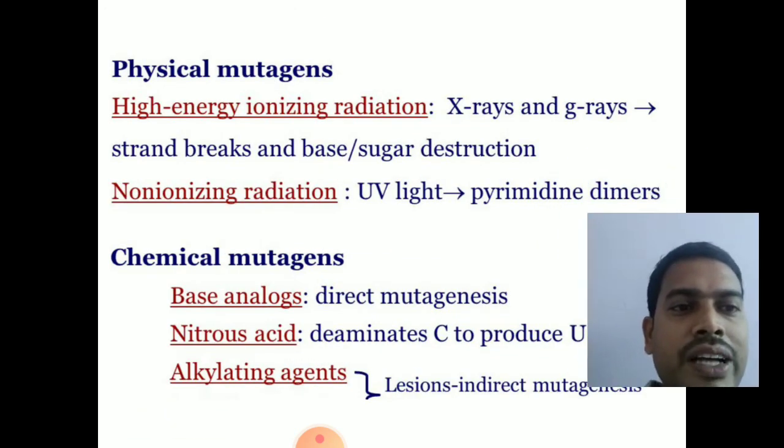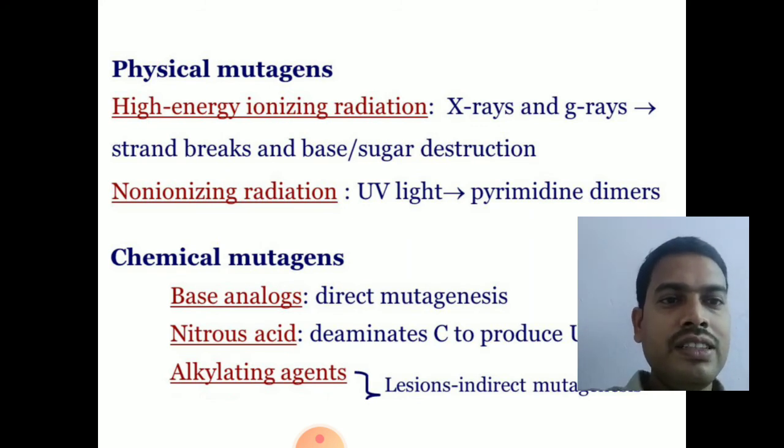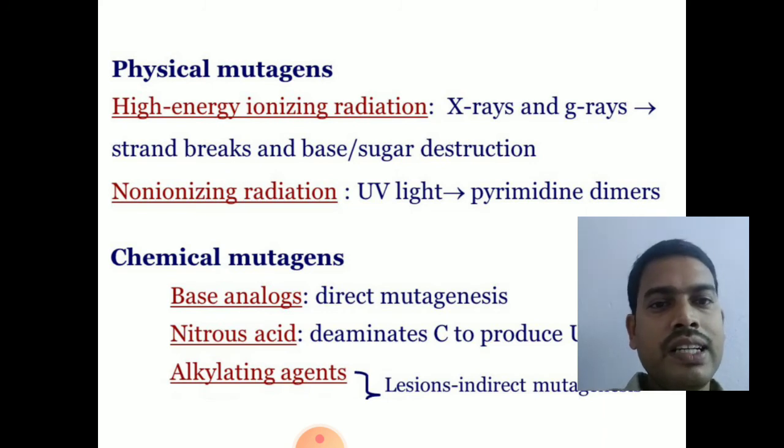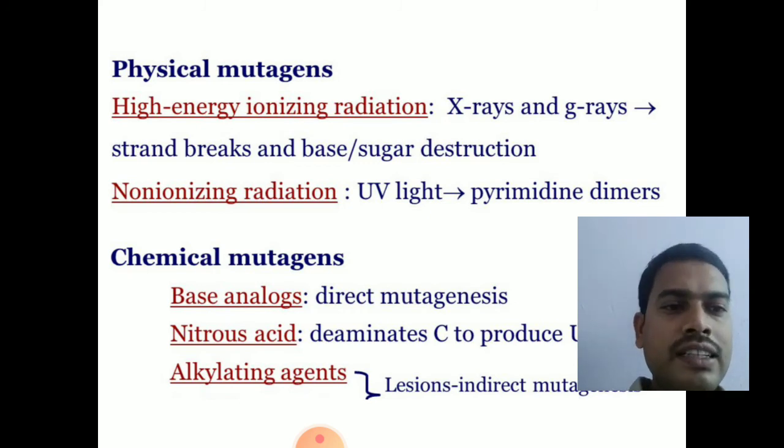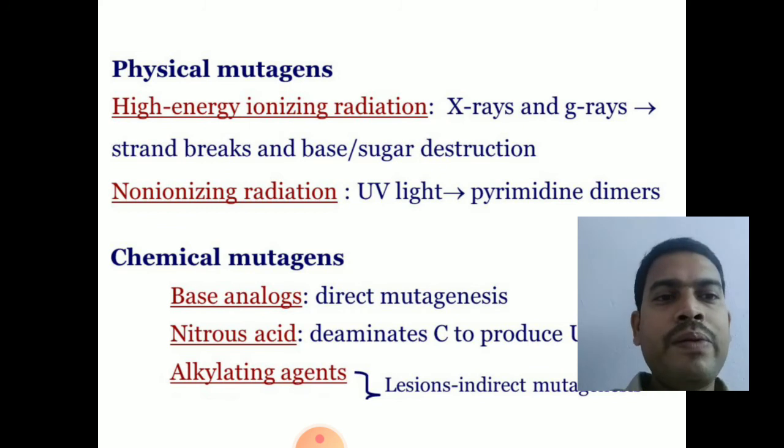As I mentioned, physical mutagens are of two types, ionizing radiations and non-ionizing radiations. Ionizing radiations include X-rays and gamma rays. Non-ionizing radiations include UV rays. The major problem with the ionizing radiations is they cause chromosomal breaks. These are called chromosomal aberrations. So chromosomal aberrations are the major damage caused by ionizing radiations, that is X-rays and gamma rays. These are called ionizing radiations.